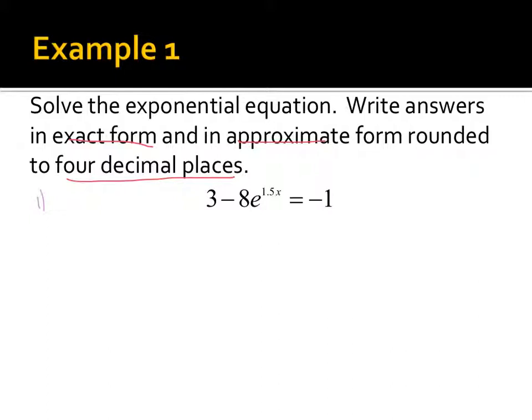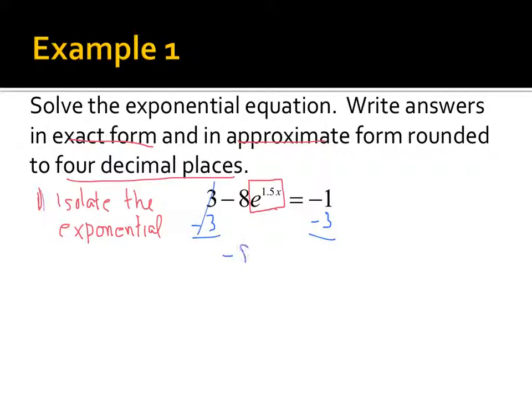let me use red instead. Isolate the exponential. Okay, so what that means is that here in this problem, we're going to try to get e to the 1.5x all by itself. So I need to subtract this 3 because we don't want the 3 there. And so when I subtract the 3, I get that this is gone.